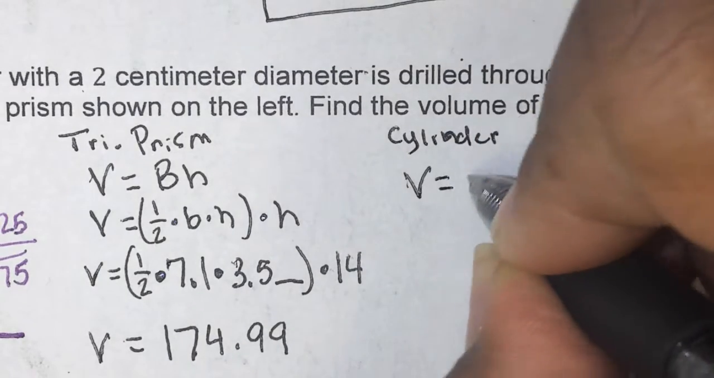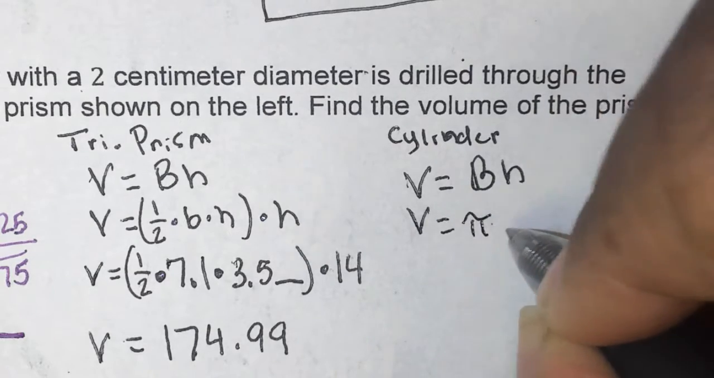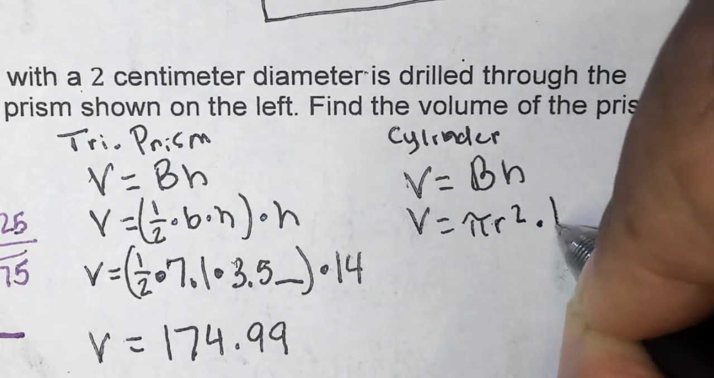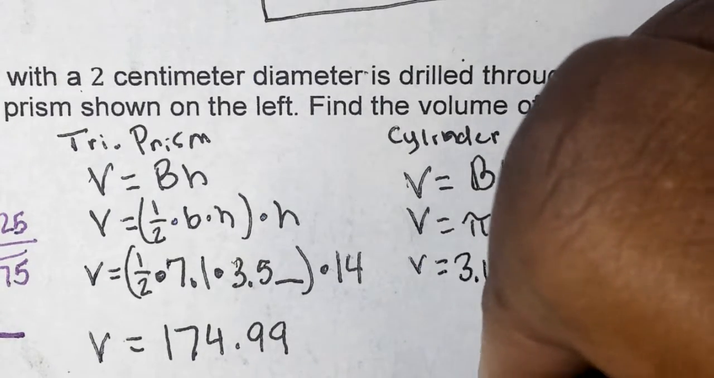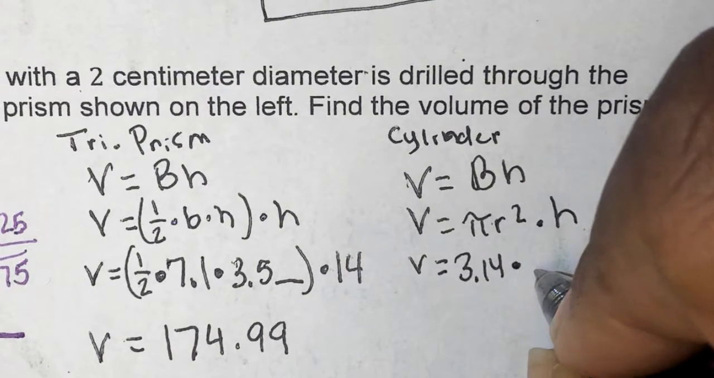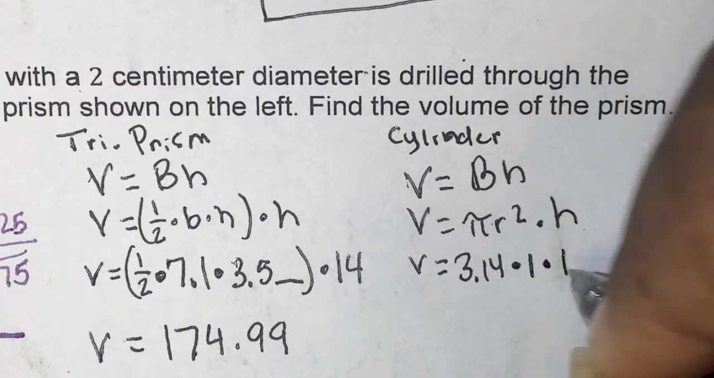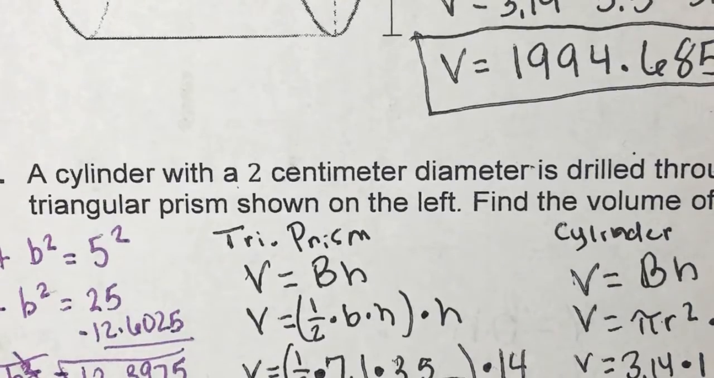For the cylinder, volume equals capital B times H. Volume equals pi r squared for the capital B times the H. Volume equals 3.14 times the radius squared. What's our radius? Oh, man. Y'all don't know. Thank you, Mick. The radius is 1, times 1. If you read the problem, the cylinder with a 2-centimeter diameter.